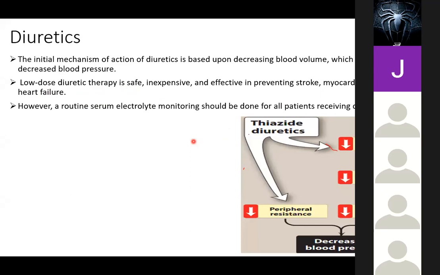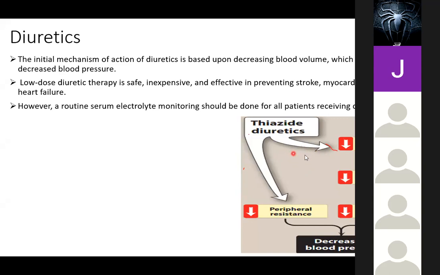So you give low dose diuretic therapy, which is safe, inexpensive, and is very effective in preventing stroke, heart failure, and myocardial infarction. However, routine serum electrolyte monitoring should be done for all patients receiving diuretics. Otherwise, as you are trying to remove these ions from your system, it will lead to the reduction of potassium, and normally we call it hypokalemia. I'm sorry, this slide, I prepared it a long time ago, but I've not taken my time to go through it myself. So please note that hypokalemia was missing here. But I've said it, so you would answer questions on it if you see it.